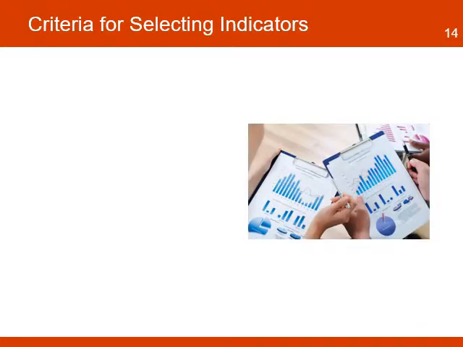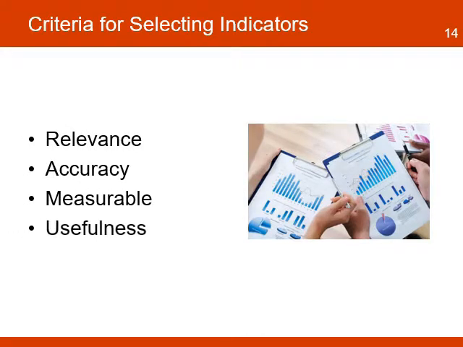Selecting indicators can be a complex and time-consuming task. The choice can make a significant difference if the wrong objective is measured or if it's measured in the wrong way. The data might be misleading and the quality of decisions could be affected. Here are some criteria to consider when selecting project indicators.